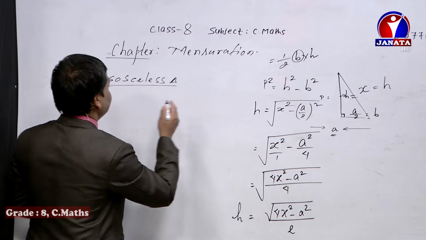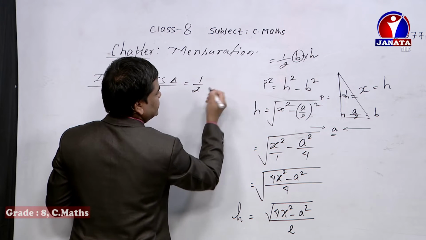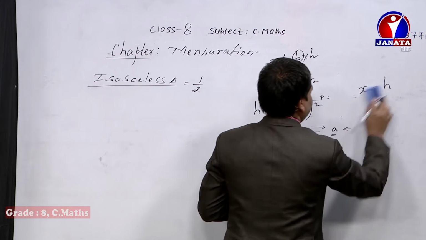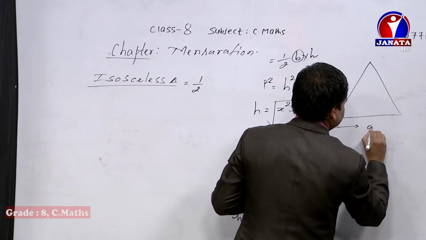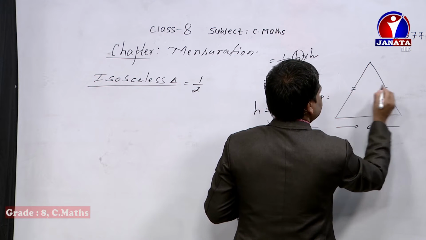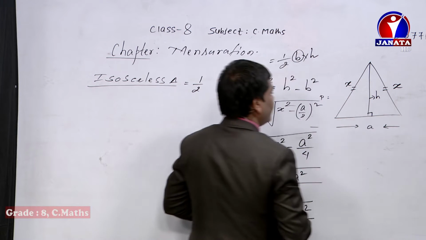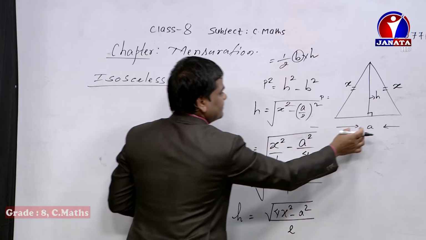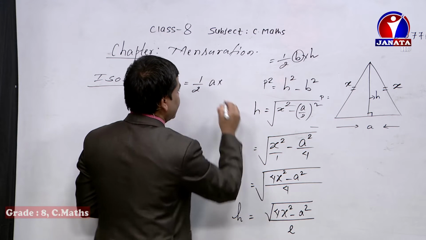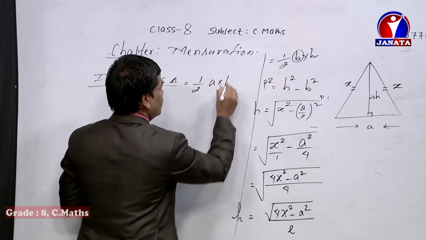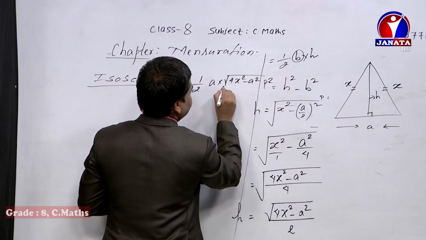Now if you keep 1 by 2 base here, what was the base in the right angle isosceles triangle? The base was a. We supposed the base as a, the equal side as x, and the height as h. Now 1 by 2 base means the base is a, and the height we got as root under 4x square minus a square, and then there is no root in the denominator 2.